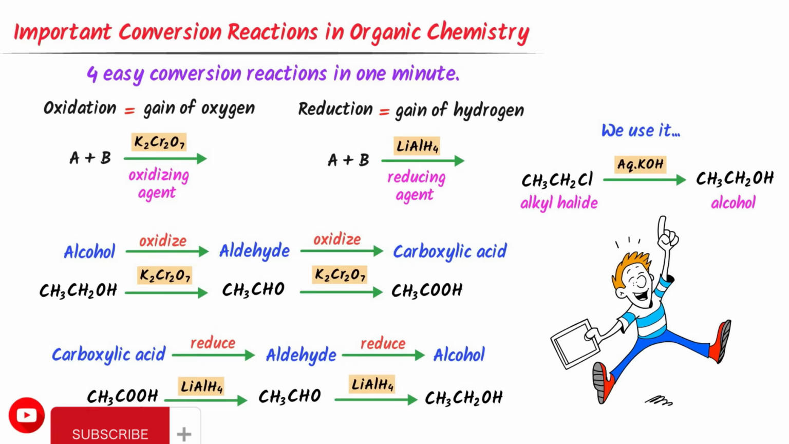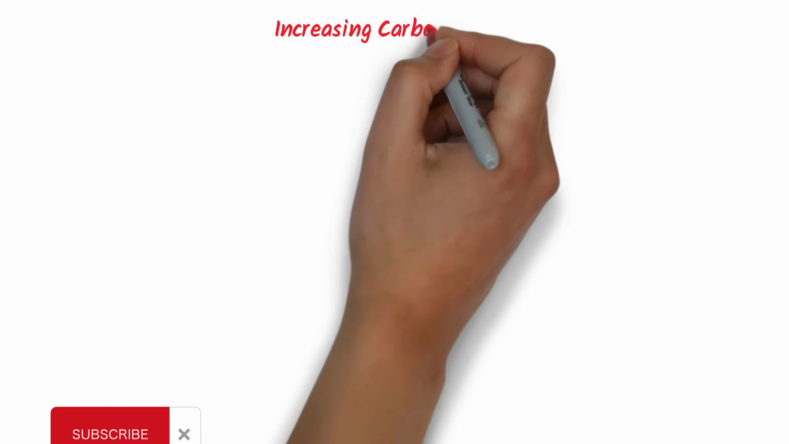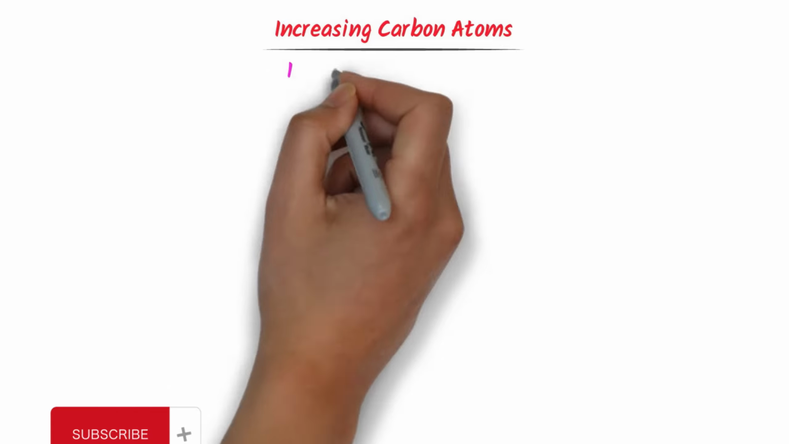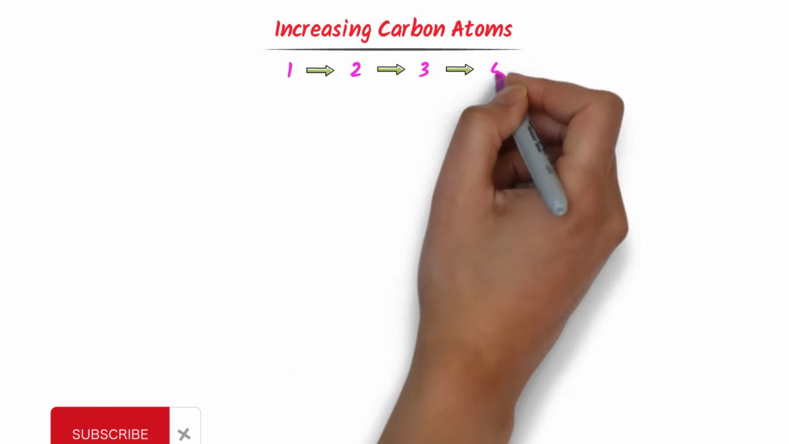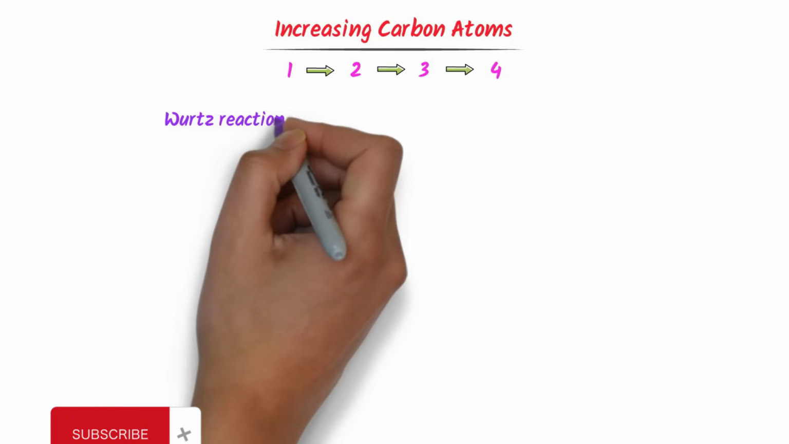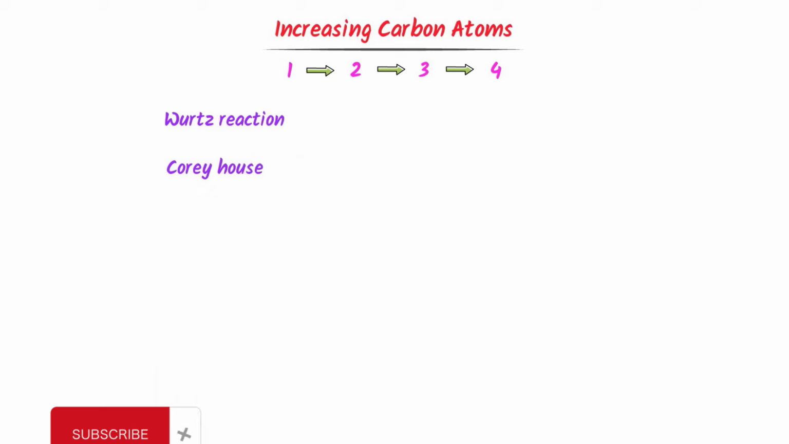Now let me teach you important conversion reactions of increasing carbon atoms. In such type of conversion reactions, the number of carbons increases from 1 to 2, 2 to 3 and 3 to 4. We use 2 reactions to do these conversions. One is Wurtz reaction and the second one is Corey-House reaction. In Wurtz reaction, we convert a single carbon atom to 2 carbon atoms. Remember that we always add sodium and ether.